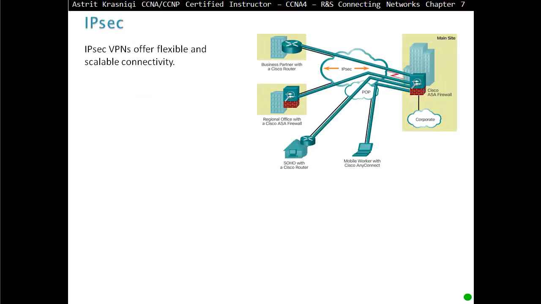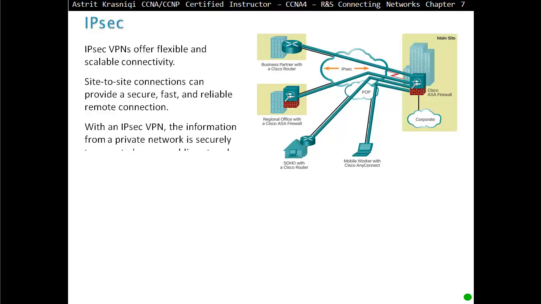IPsec provides a secure connection, a secure VPN over an unsecure network. So we're creating a private network, a virtual private network over the internet. It offers flexible and scalable connectivity. You can create IPsec as many times as you want. You don't need to buy a private leased line to have that security. You can just create the VPNs. So a site-to-site connection can provide a secure, fast and reliable remote connection.